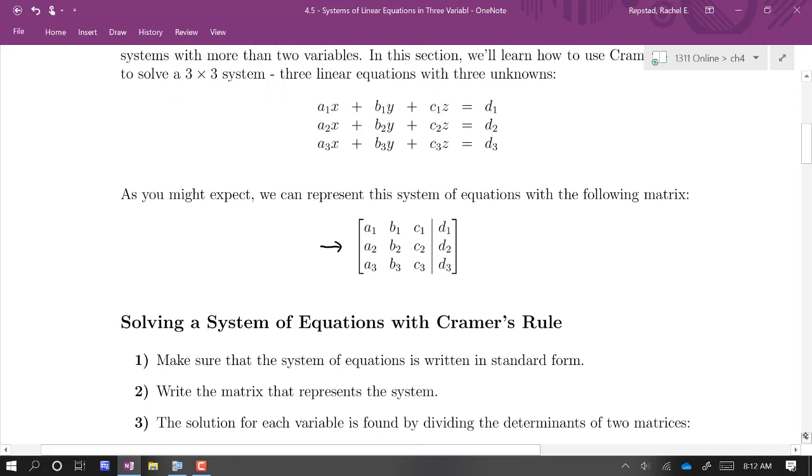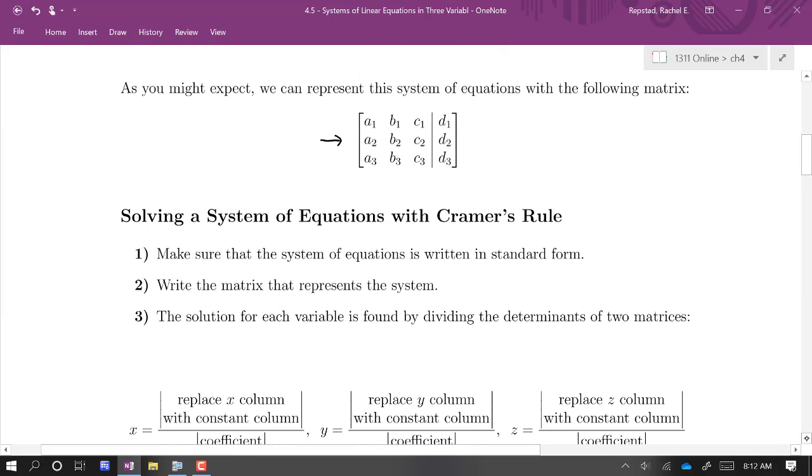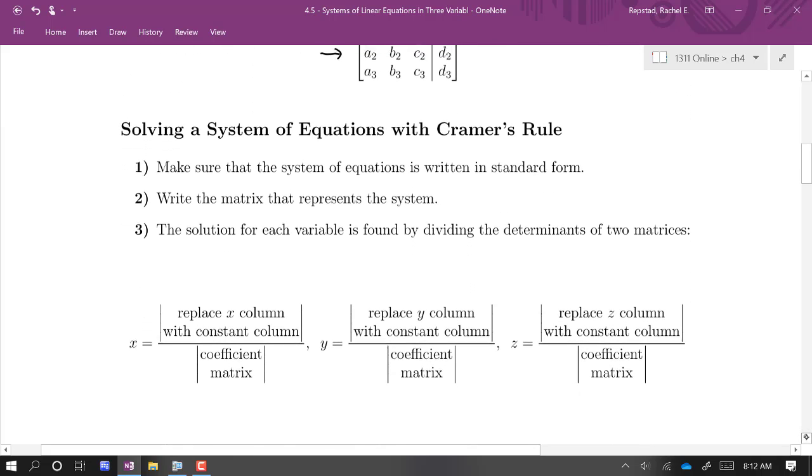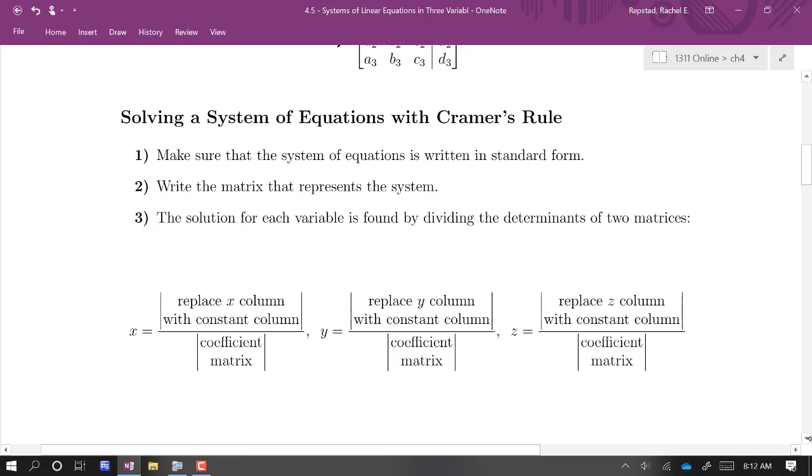And if we're solving this system with Cramer's rule, again, you will make sure it's written in standard form. You write the matrix that represents them, and then use Cramer's rule. Now, rather than list the A1, A2, A3, and all of these, which can look pretty messy and just end up staring into this sea of subscripts, I just want to kind of describe how we make these matrices. So first of all, you'll notice we're finding the determinant of the coefficient matrix for the denominator, just like we did with the 2x2 systems.